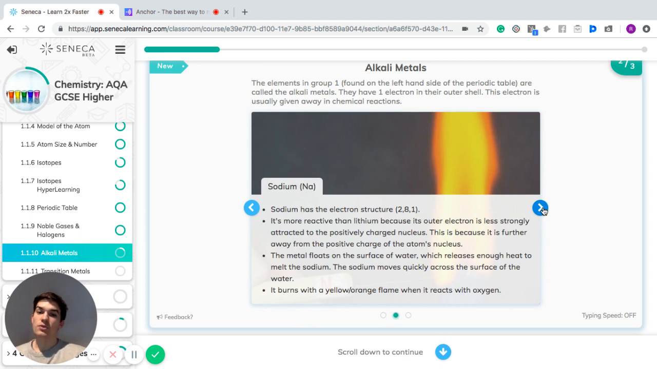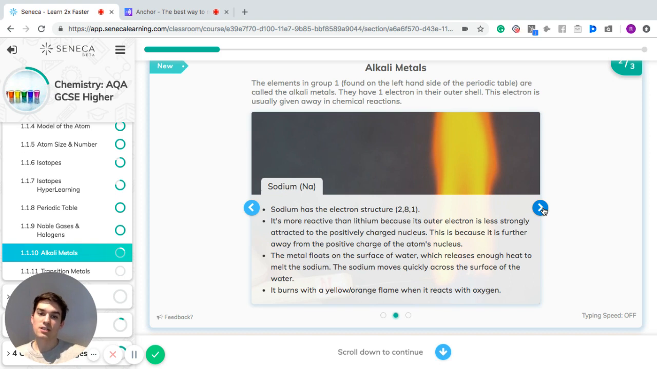The next alkali metal we're going to look at is sodium. Now sodium's got the electron structure 2,8,1. That means that it's got 2 electrons in its first orbital, 8 electrons in the next orbital, and 1 electron in the outer orbital. It's more reactive than lithium because the outer electron is less strongly attracted to the positively charged nucleus, and this is because it's further away from the positively charged atom's nucleus. So that electron's further away, so it's easier to lose.